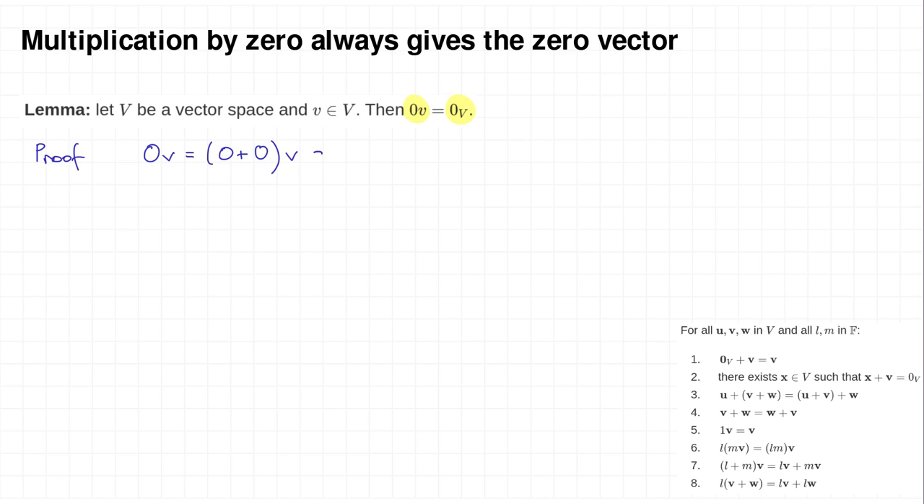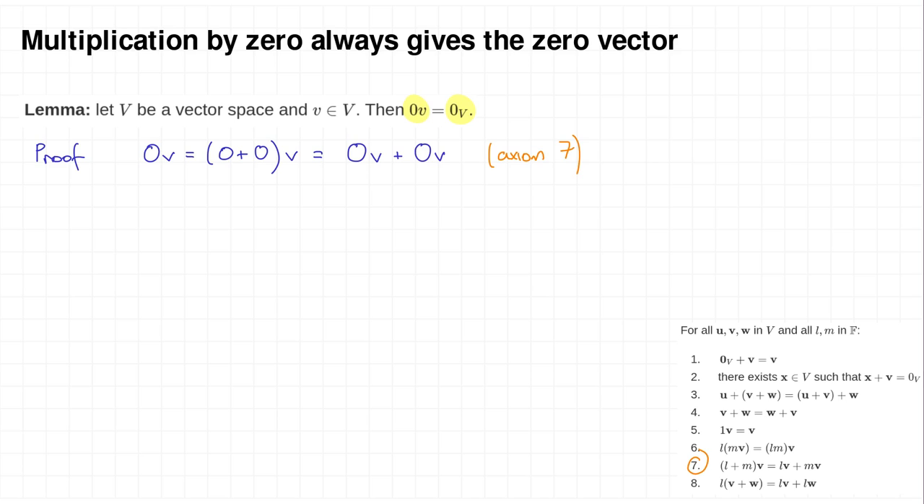Now we're going to apply Axiom 7, which allows us to distribute scalar addition over scalar multiplication. So that is Axiom 7 down there.